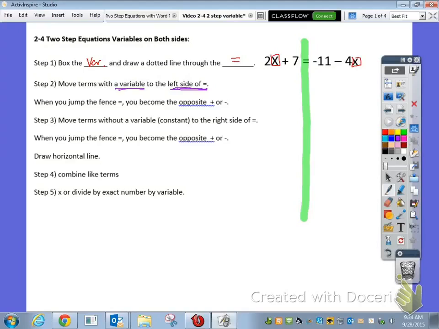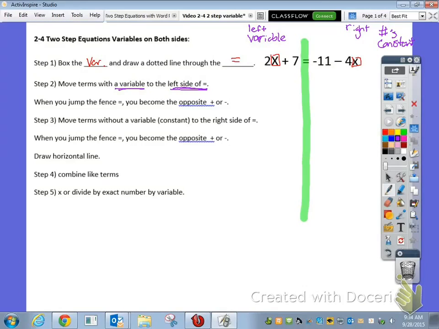So this side is my left, okay, and on the left, I want my variables, okay? So in this case, I want my x's. On the right side, I'm gonna want my numbers with no variables. They're called constants. Okay, that means they do not have a variable, so they're called a constant.